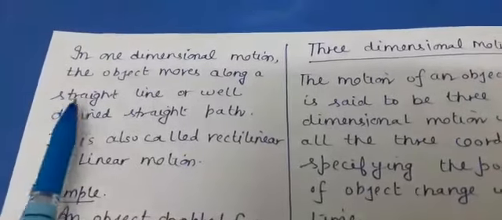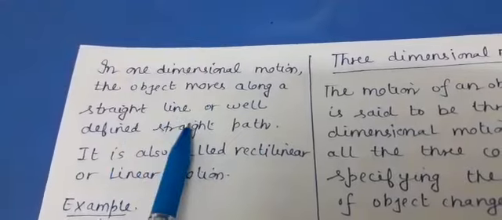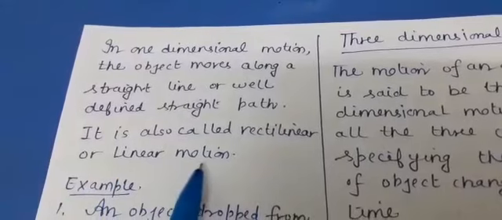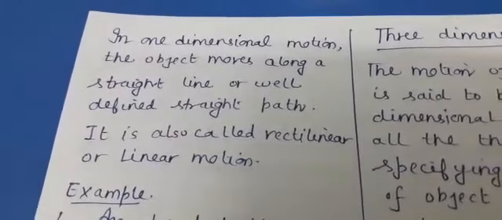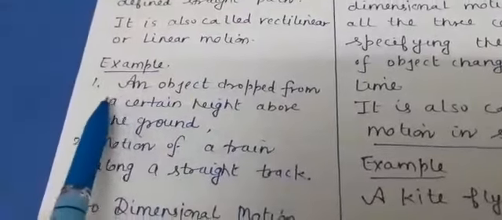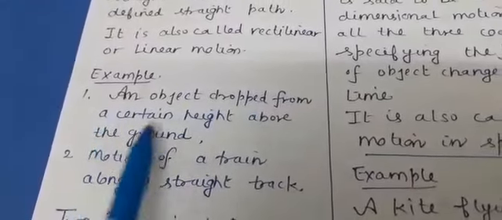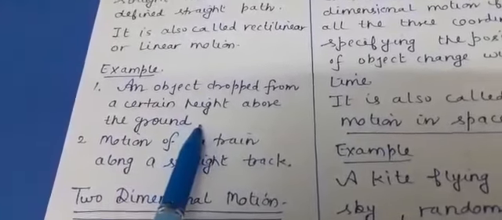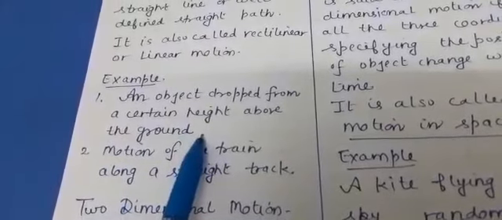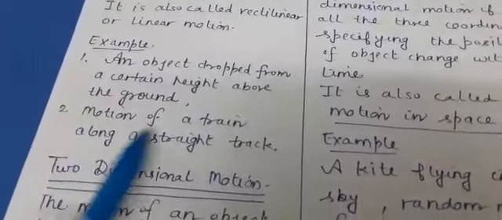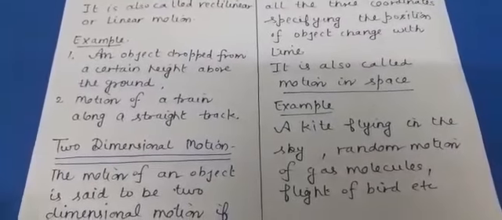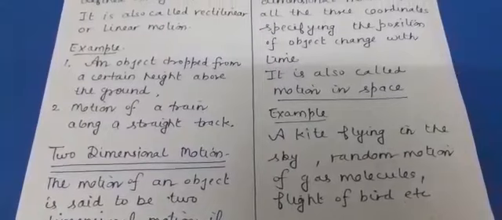So in one dimensional motion, the object moves along a straight line or well-defined straight path. It is also termed rectilinear or linear motion. Other examples are an object dropped from a certain height above the ground. If the body is falling straight downward along a straight path, then its motion is considered one dimensional. Or the motion of a train along a straight track or a bus along a straight path. These are a few examples; there can be many more from practical life.